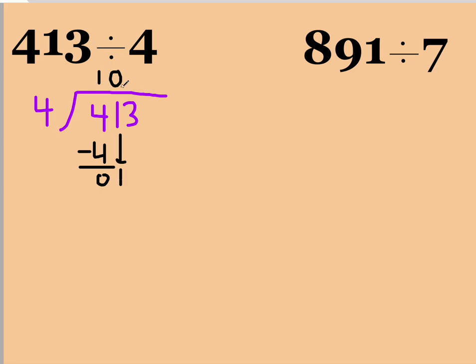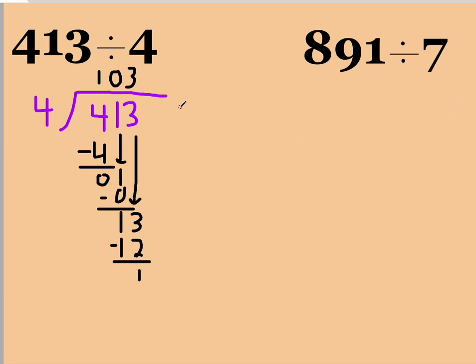My answer is 100 something. It's not in the tens. 4 times 0 is 0. Keep following this algorithm and you're okay. 3 drops down. 4 goes into 13 3 times without going over. 3 times 4 is 12. And this time I have a remainder.